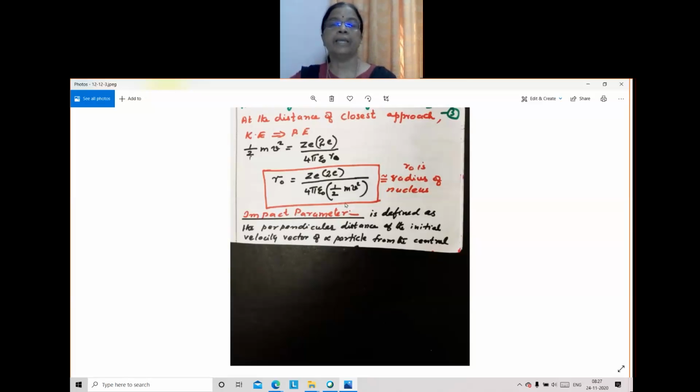So next, impact parameter. Impact parameter is defined as the perpendicular distance of the initial velocity vector of the alpha particle. I will show the figure and let's see.